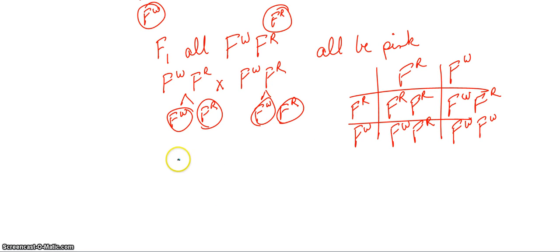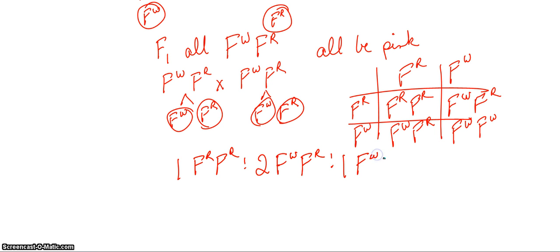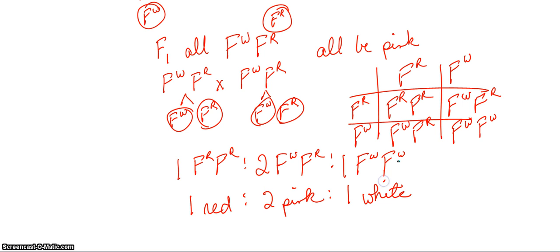Let's see, so that means my genotypic ratio is going to be 1 FR, FR to 2 FW, FR to 1 FW, FW. And again, you can say 2 FW, FR to 1 FW, FW to 1 FR, FR. That's fine. My phenotypic ratio will be 1 red to 2 pink to 1 white. Again, displaying the law of incomplete dominance. We have something in between the two of them.